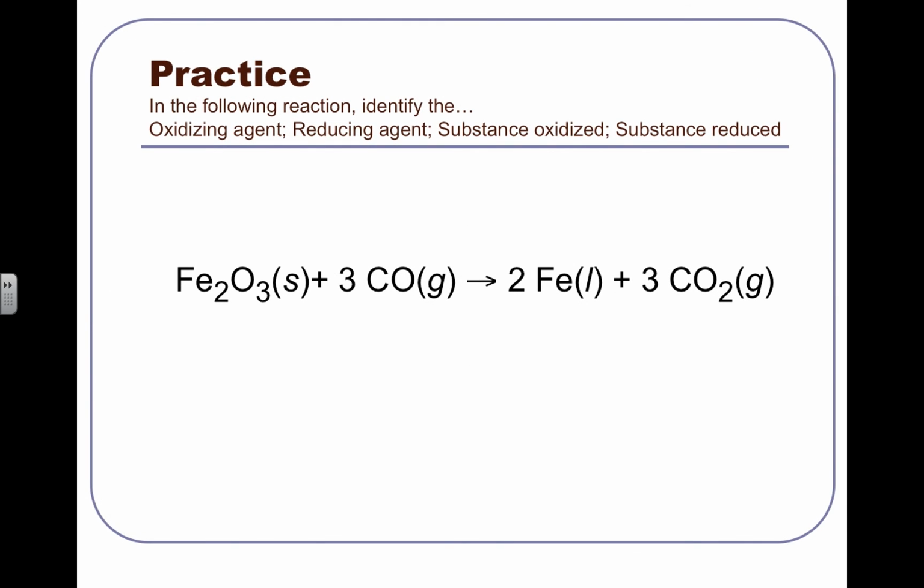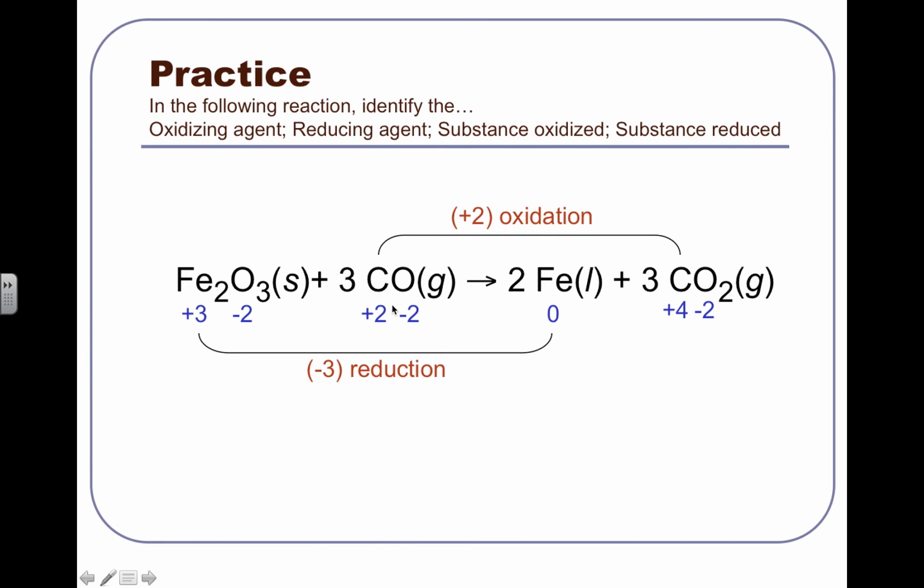Okay, let's try another example. Take a minute, assign your oxidation numbers, and then you can press play again. Hopefully this is what you got. And so we look for changes. We see that iron went from +3 to 0, and carbon went from +2 to +4. So we have carbon being oxidized and iron being reduced.